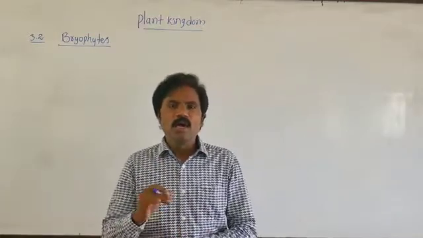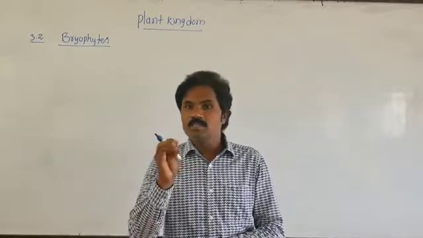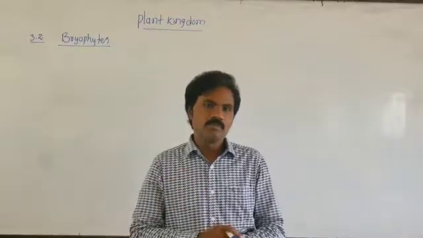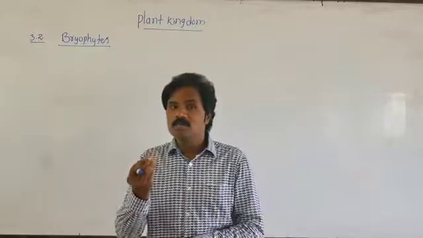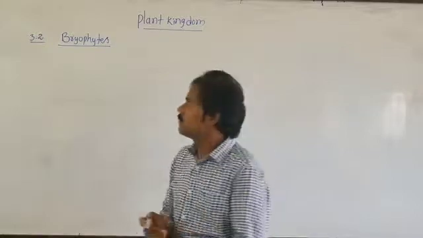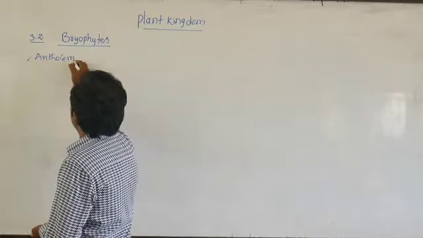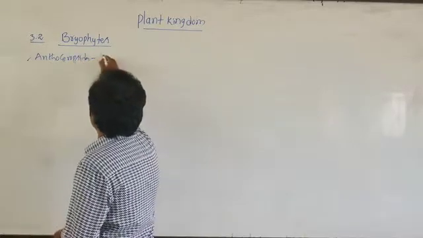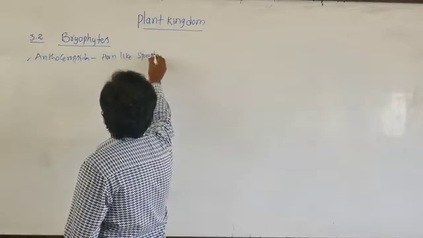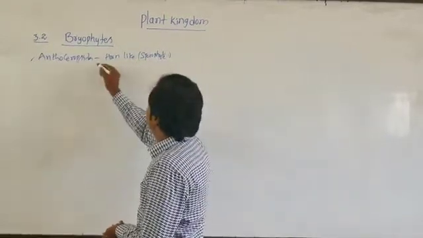Then another one, Anthocerotopsida. In this class, the sporophyte looks like a horn. That's why they are called hornworts. Anthocerotopsida, that is, the sporophyte looks like a horn-like structure, that's why we call it hornworts.